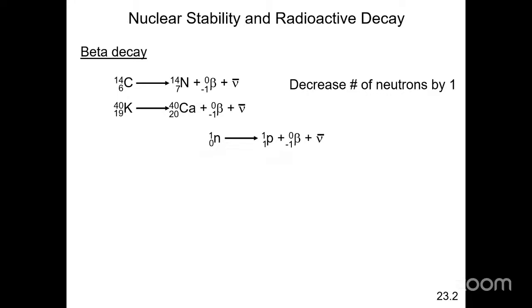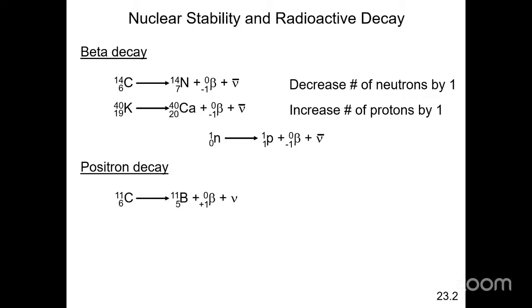So that's what happens in the case of beta decay, all right? So the number of neutrons decreases by 1, and the number of protons will increase by 1 every time a beta decay occurs. In the case of a positron decay, such as in this example and in this example, right? Again, radiation will be produced as a result, all right?